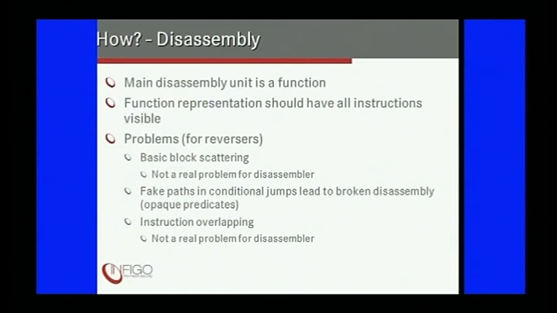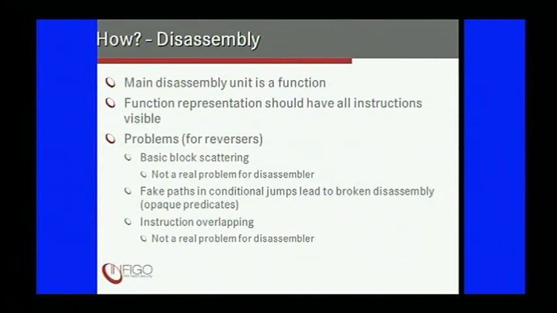So, the first thing is to just scroll down the code and reconstruct as much code as possible and reconstruct the whole function. Function representation should have all instructions visible. One problem, and I'll show it in the next slide, is jumping into the middle of instructions, hiding instructions in data. In such cases, in the assembly listing, it's not always possible to easily identify such hidden instructions. Problems for people reading the code are basic block scattering.